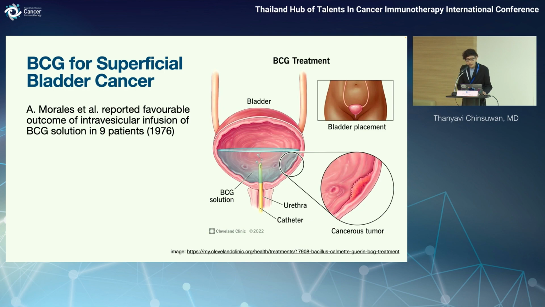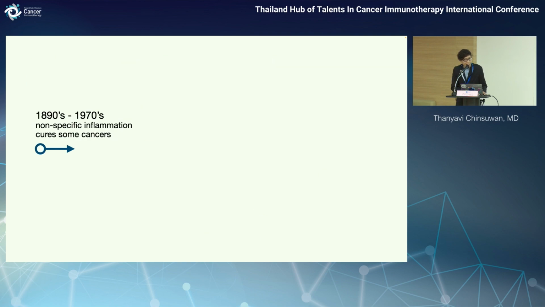Unlike Coley's toxin, this strategy went on to be proven effective in bladder cancer, and this infusion of BCG solution remained the standard of care for patients with non-muscle invasive bladder cancer up until this day. So from the late 1800s to the 1970s, we knew that non-specific inflammation can cure some cancers.